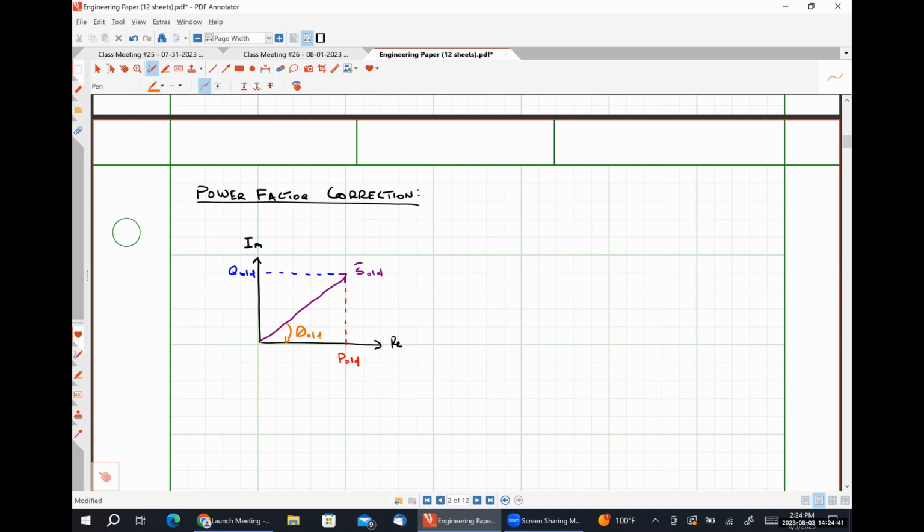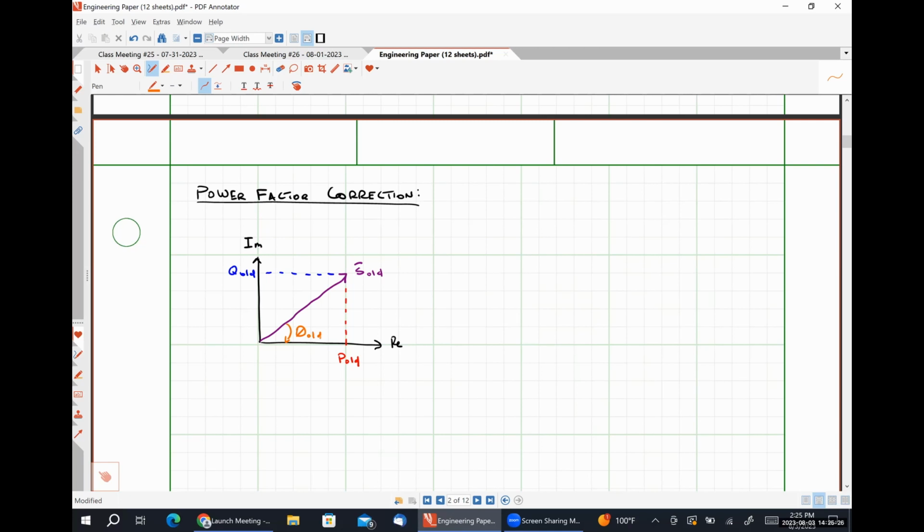So if I want to increase my power factor or make it closer to 1, what do I need to do to this angle theta old? Do I need to make it larger or do I need to make it smaller? I mean, if you're assuming 1 means the whole number 1, then theta would need to be smaller. That's absolutely right. So in order to improve the power factor at which this load operates, we would need to make theta old smaller.